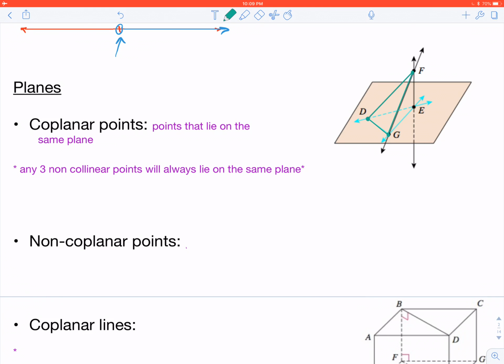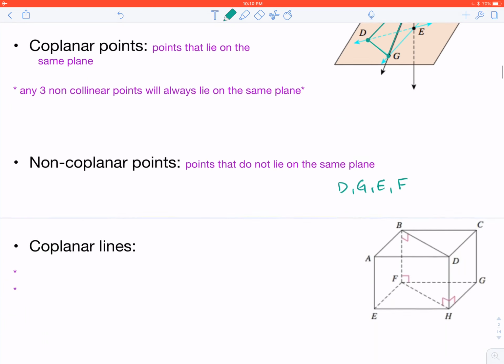Non-coplanar points, these are going to be points that don't lie on the same plane. So I could list the following 4 points. D, G, E. We already know those are on the same plane, but the minute I combine F with that, now these are 4 non-coplanar points. They do not lie on the same plane.